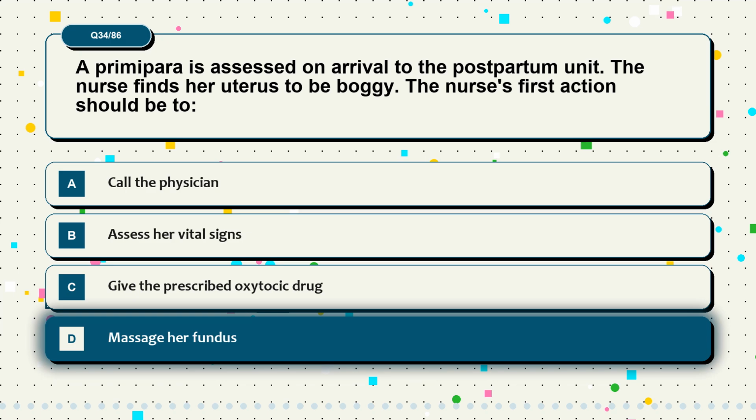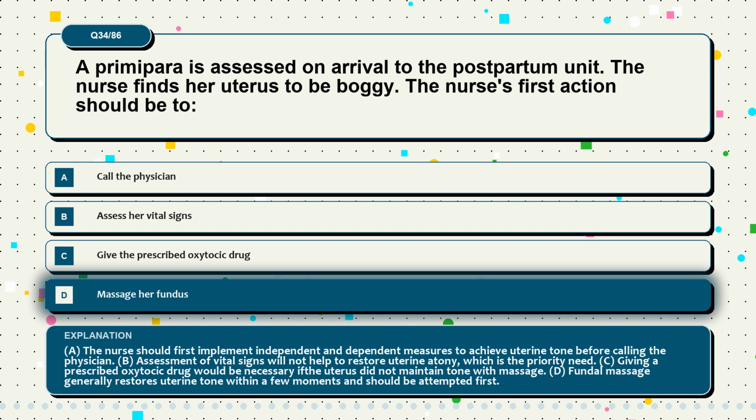The correct answer is option D, massage her fundus. A. The nurse should first implement independent and dependent measures to achieve uterine tone before calling the physician. B. Assessment of vital signs will not help to restore uterine tone, which is the priority need. C. Giving a prescribed oxytocic drug would be necessary if the uterus did not maintain tone with massage. D. Fundal massage generally restores uterine tone within a few moments and should be attempted first.